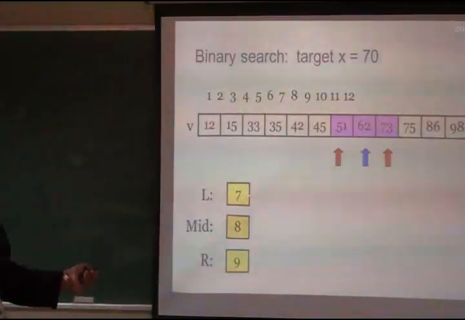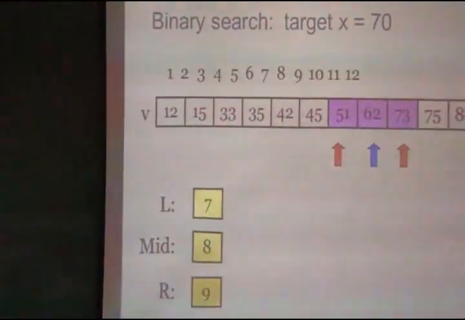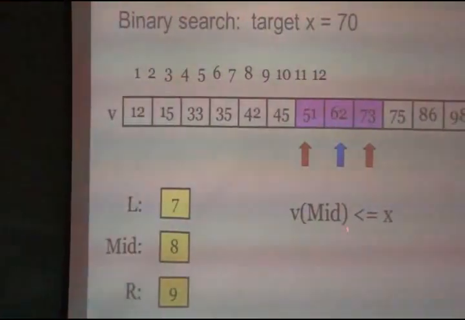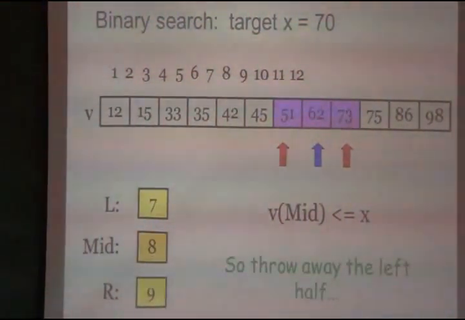Next L will be 7. Where is 7? L will be 7. Mid will be 8, the 8th position, and for right you just repeat. V mid is less than or equal to X. True. Then throw away the left.